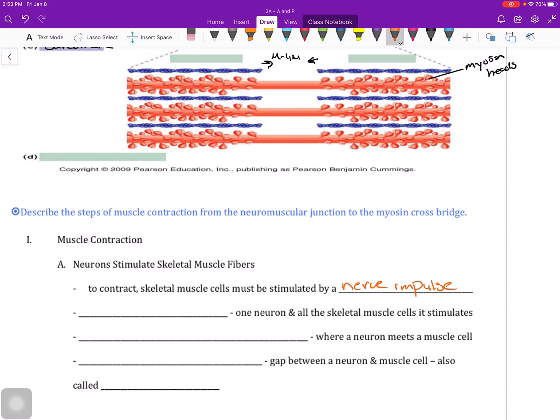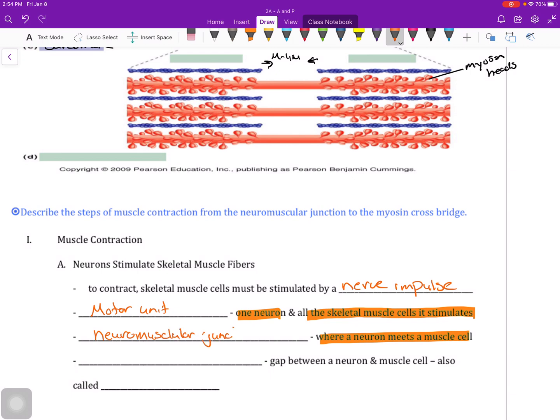All right, so we want to talk about some specialized terminology here. So the first thing we want to talk about is a motor unit. A motor unit is one neuron and all of the skeletal muscle cells it stimulates. Now, where the neuron meets a muscle cell is referred to as a neuromuscular junction.